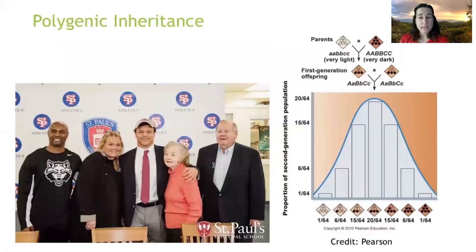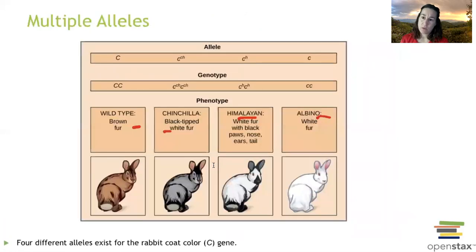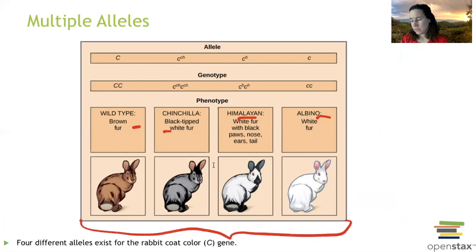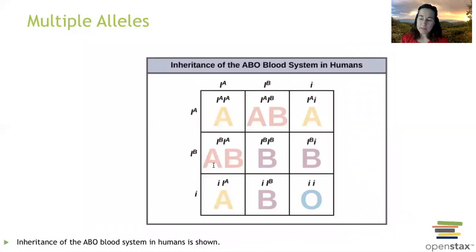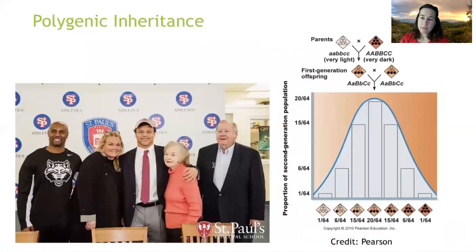Okay, so we said multiple traits, multiple characteristics, multiple alleles for one trait. Multiple alleles, one trait. The trait is coat color in this circumstance, and it's got multiple alleles. It could be blood type. That's the trait, and it has multiple alleles. Sometimes that trait is controlled by multiple genes at the same time. And if that's the case, we call it polygenic.